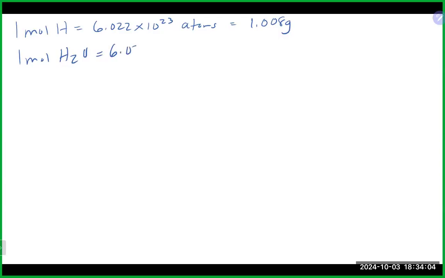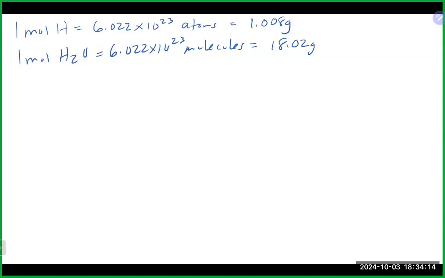So how are all these related to each other? Well, obviously here, if I have 1 mole of hydrogen, that will equal 6.022 times 10 to the 23 atoms of hydrogen. And 1 mole of hydrogen will equal 1.008 grams, basically. If I have 1 mole of water, that will equal 6.022 times 10 to the 23 molecules of water, and that would equal 18.02 grams of water.